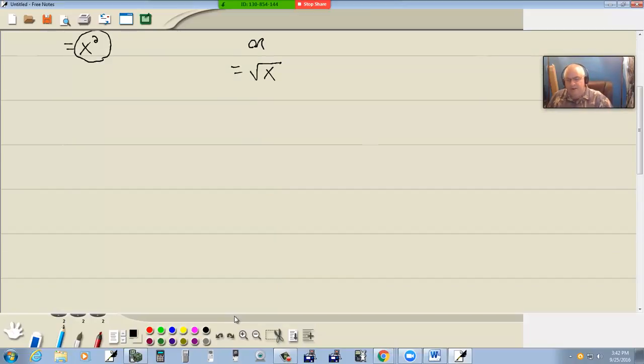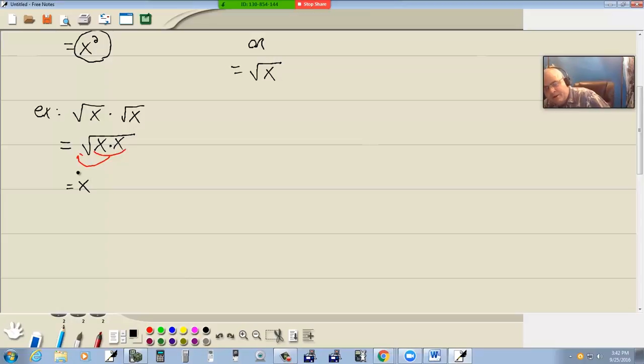Now just to refresh your memory a little bit, if you got square root of x times the square root of x, if your indexes are the same, you got radicals, then you multiply what's underneath radicals and put them underneath a single radical. So square root of x times square root of x is square root of x times x. Now remember, we're looking for a pair of somethings. Here's a pair of x's, and I'll bring those out, and they come out as a single x, assuming all my variables represent positive numbers.